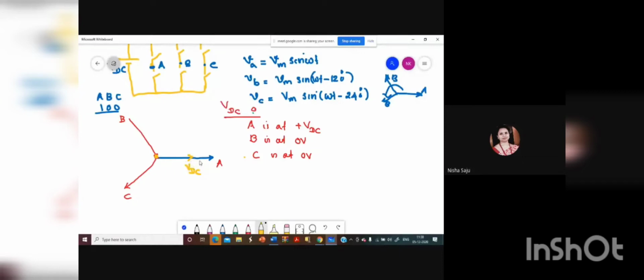Anyway, you have to get the resultant vector. How will you get the resultant vector? These two are at 0 volt, definitely. So if you take the resultant corresponding to these two, again you will get 0. Then plus you have this VDC level, so you will get a vector in this direction.